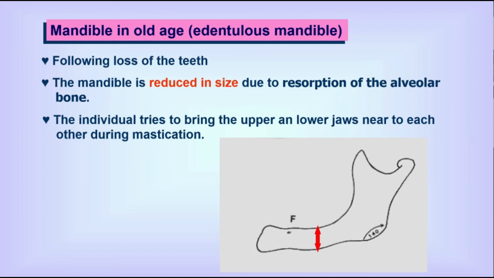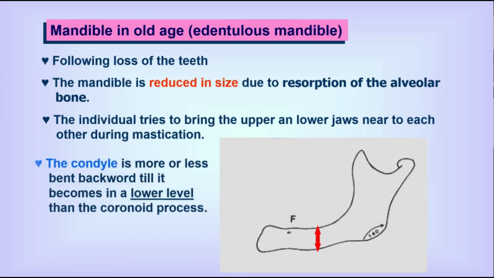So every individual tries to chew the food particularly with his gums and tries to clinch more tightly so that the gums of the maxilla and the gums of the mandible can come together. Okay, this is a normal tendency.